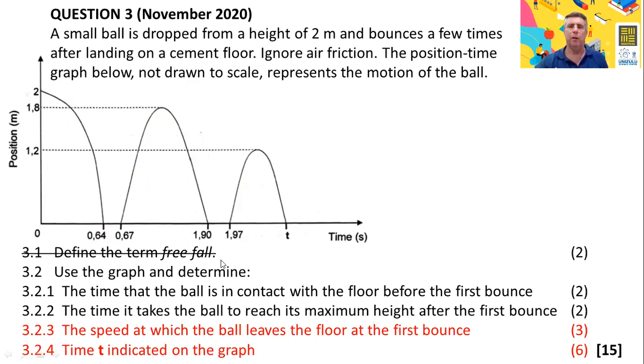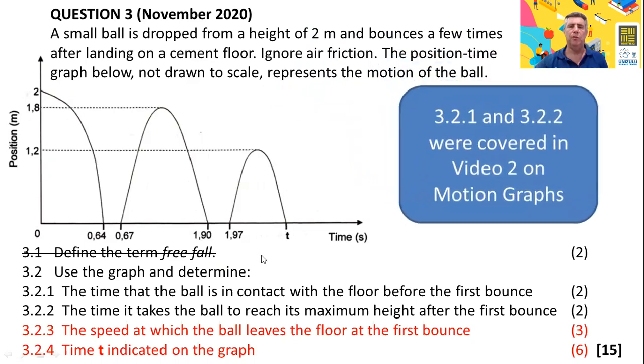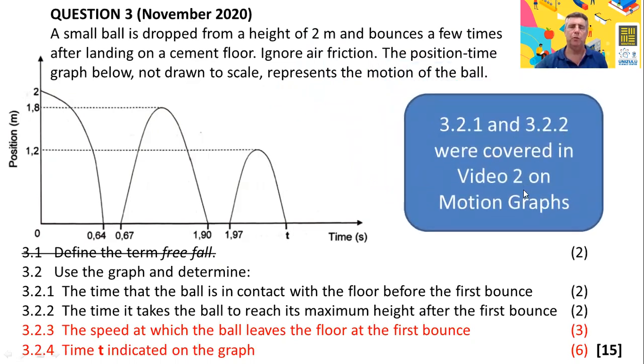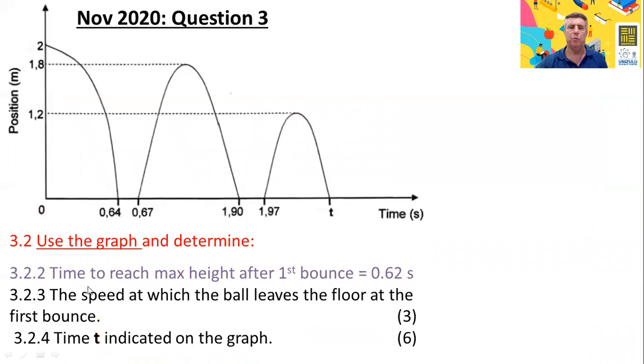We won't do 3.1, which is just a recall question. And please note 3.2.1 and 3.2.2 were covered very carefully in video 2 on motion graphs. So we won't go through those again. We're going to focus on 3.2.3 and 3.2.4. Although these involve an analysis of the graph, they're more based on calculations using your equations of motion. What we will do is just take the answer for 3.2.2, and that was 0.62 seconds. That was the time to reach the maximum height after the first bounce, because we might need to use that in the next question.